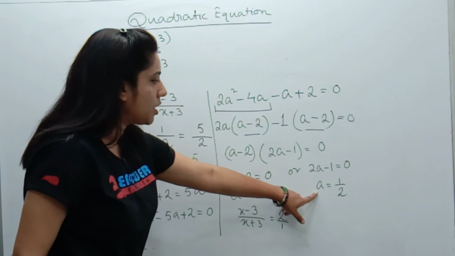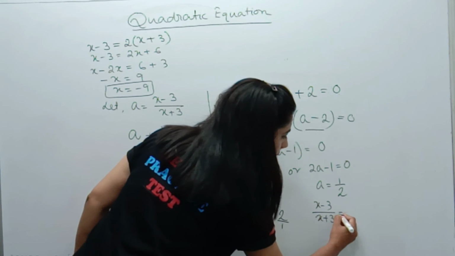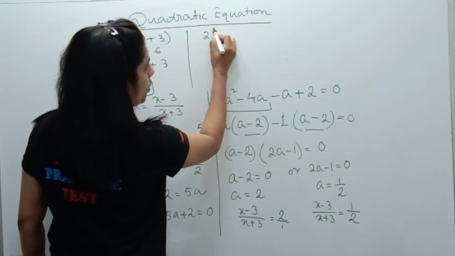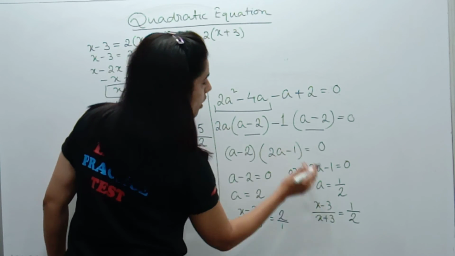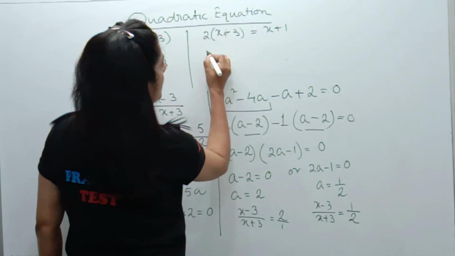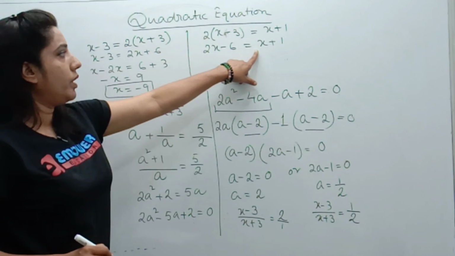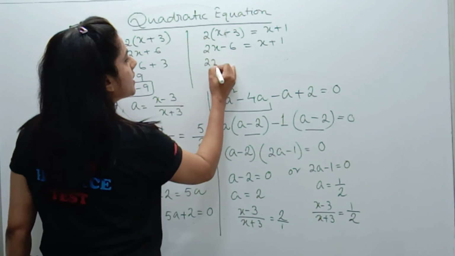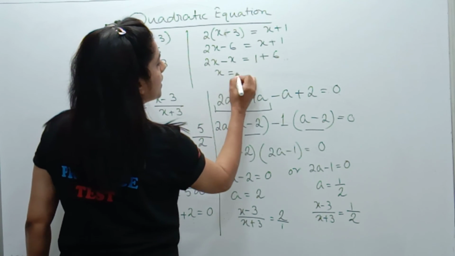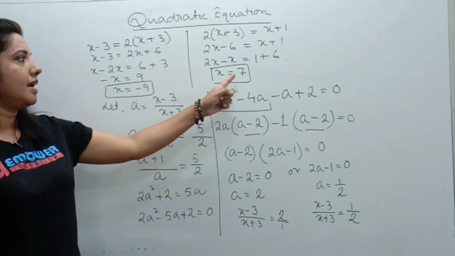Similarly, we'll substitute a here. a is x minus 3 upon x plus 3 equal to 1 by 2. So we'll solve it here. We'll cross multiply: 2 whole into x minus 3 is equal to x plus 3. So 2x minus 6 is equal to x plus 3. We need to find out x. So get x on the same side. 2x minus x is equal to 3, get 6 that side, plus 6. Therefore x is equal to 9. So we got the values of x, that is minus 9 and plus 9.